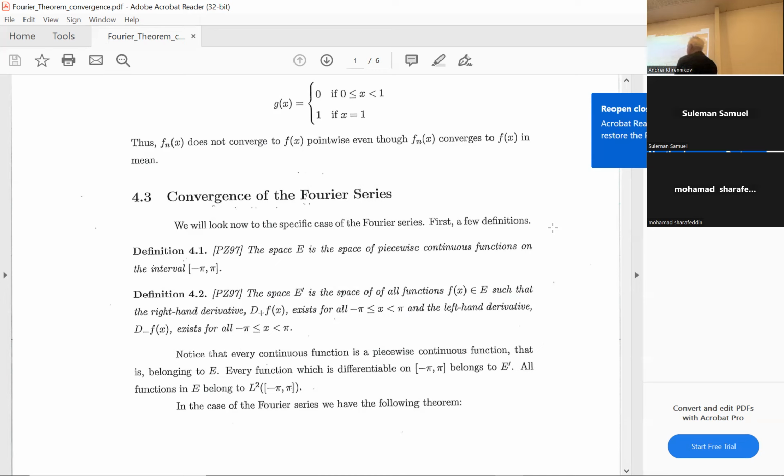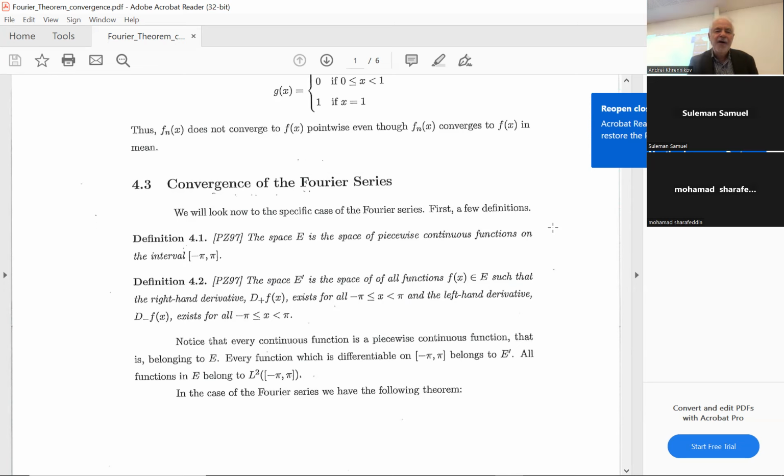We gave an example of this movie, when the areas went to 0 but the spikes were going in different directions. So now we consider it in this subspace E prime. Convergence in L2 does not imply convergence point-wise, so now for functions from this space, we want to prove convergence point-wise. So this is our aim.